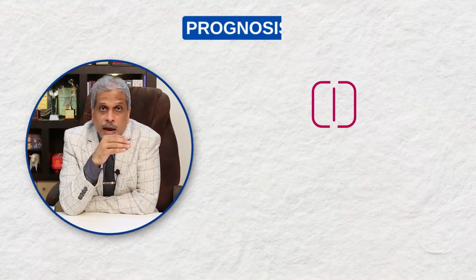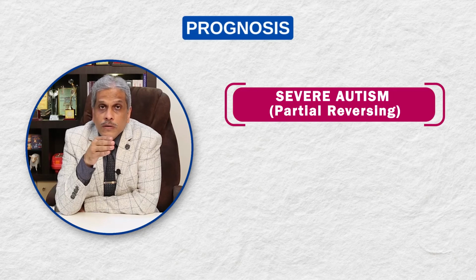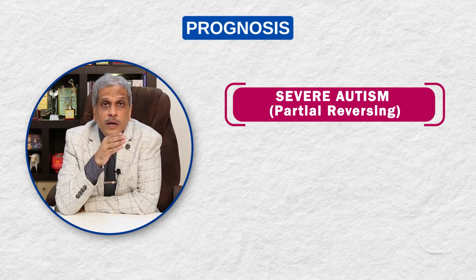So if we understand the child and if we understand the autism and if we can categorize the autism based on its severity, like mild autism, moderate autism or severe autism, we can explain to the parents and tell them what the prognosis is. So a child with severe autism, 100% reversal is not seen. Not all cases with severe autism reverse 100%.